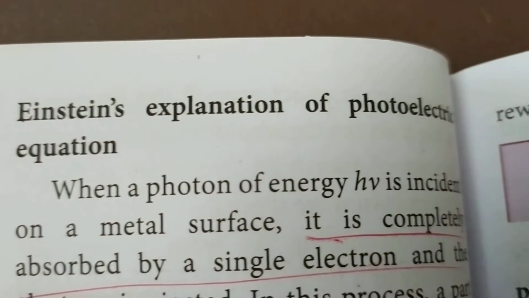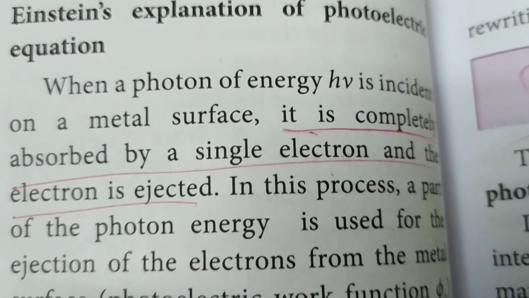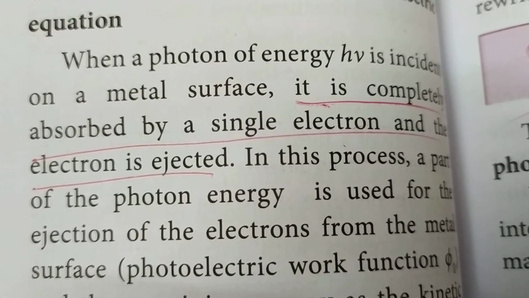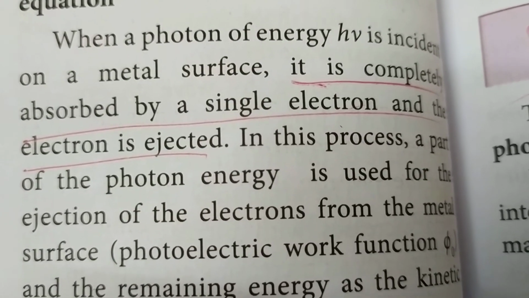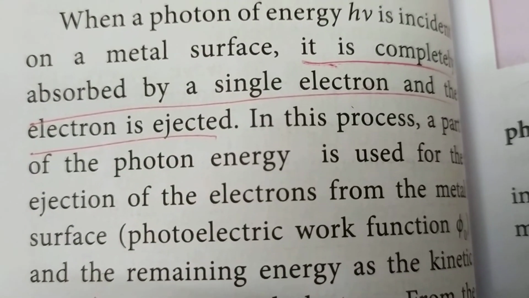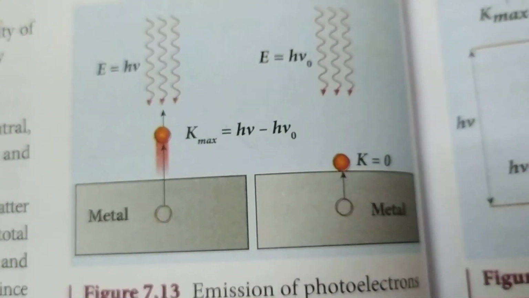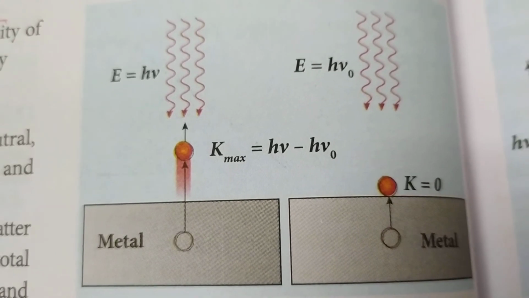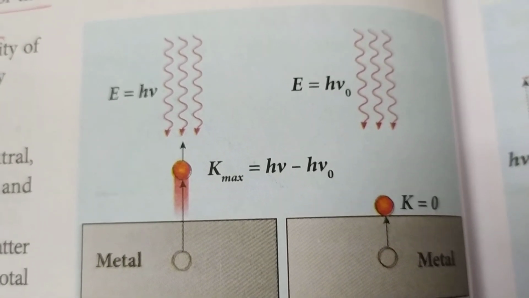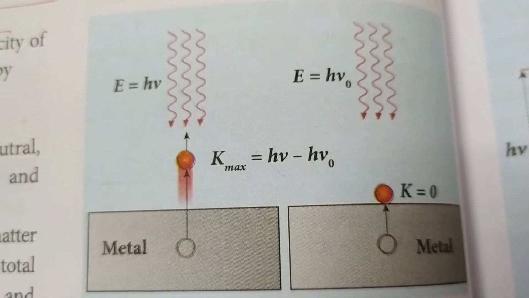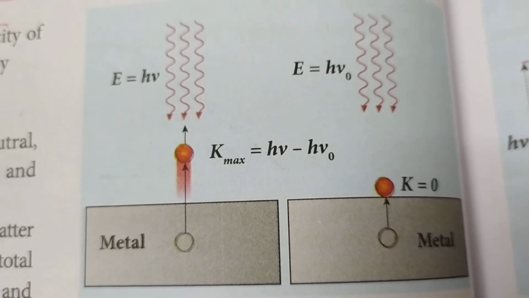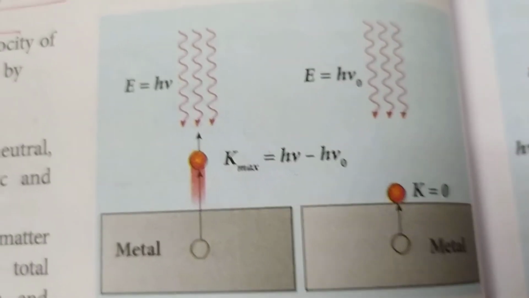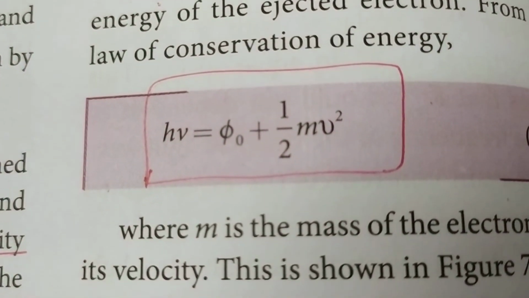Next, Einstein's explanation of the photoelectric equation. When the energy of a photon, h nu, falls on a metal surface, it is completely absorbed by a single electron, and the electron is ejected. In this diagram, the energy E is equal to h nu falling on the metal, and the electron is ejected. The energy falling on the metal surface is used in two ways. One, to liberate the electron, and the other, to impart kinetic energy. So the total energy is used in two ways.